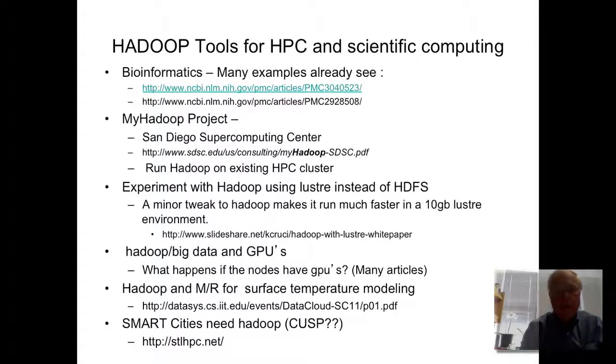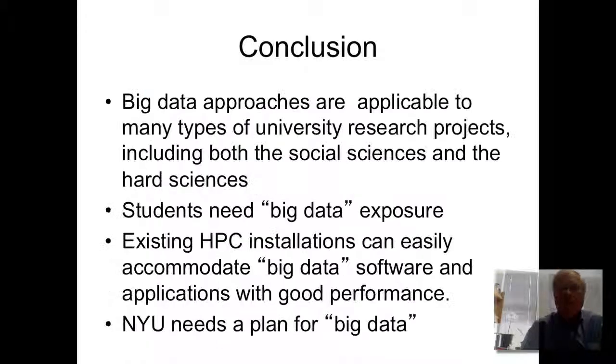I reference a paper there. And the CUSP project, which is just starting, and we're about to have the new director of CUSP named within a couple of days, is a smart city project. And smart cities will be generating lots and lots of data that are going to need Hadoop-like technologies to process it. So my takeaway here is that these big data approaches are applicable to many types of university research projects, including both the social sciences and the hard sciences.